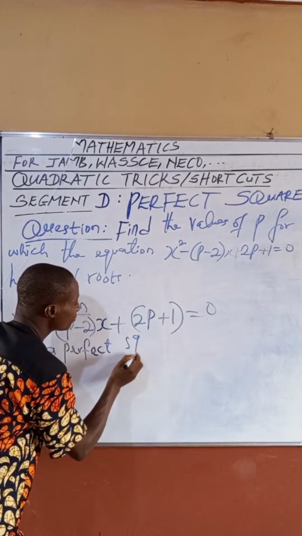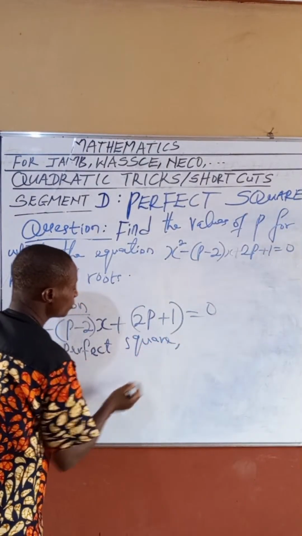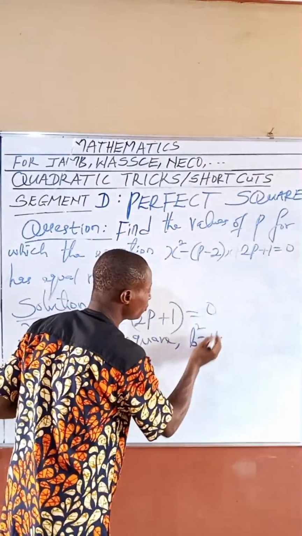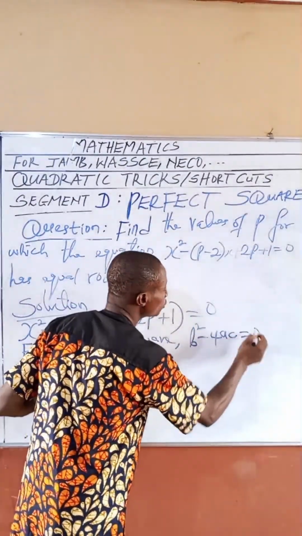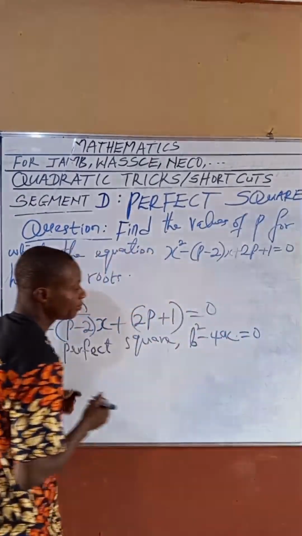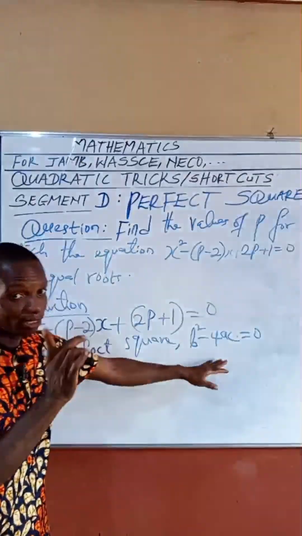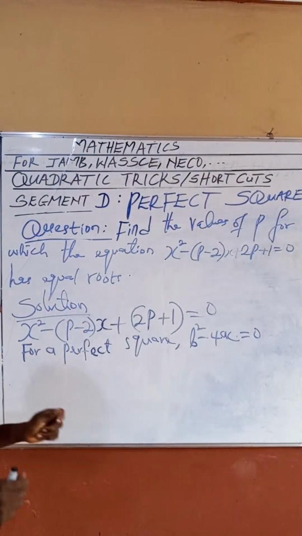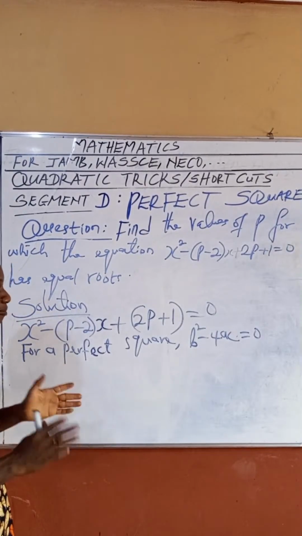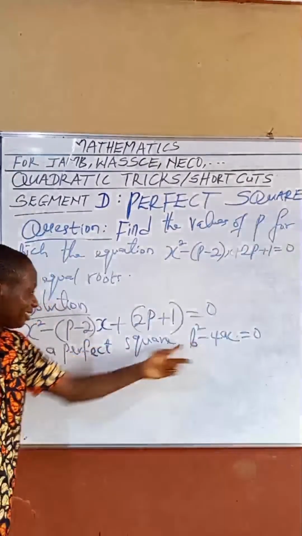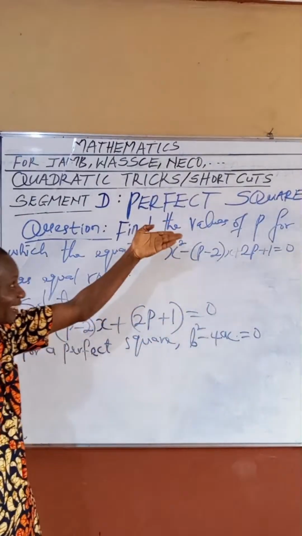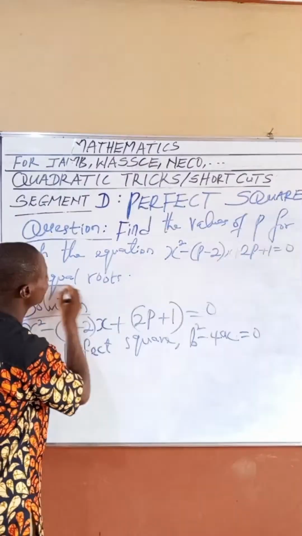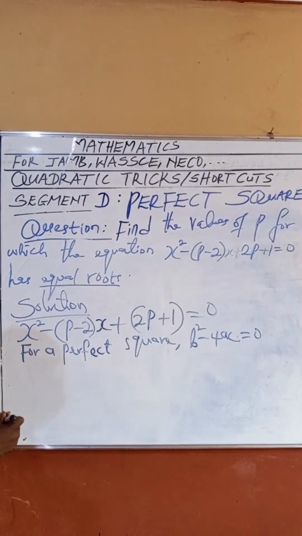For any perfect square at all, b square minus 4ac must be equal to 0. You get it now? So please don't forget this. It's very, very important. When you get to the exam hall, I beg you a lot, please don't forget that for any perfect square, that's what they're asking here. Don't mind them. A perfect square is a quadratic that has equal roots. Don't forget, that's what it is.